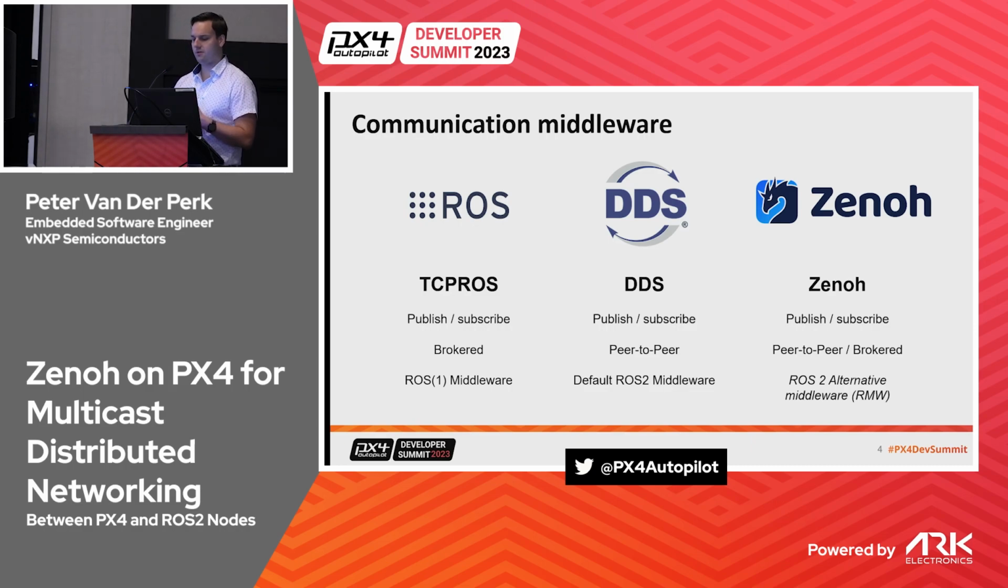And Zenoh is an interesting alternative that also implements a publish subscribe mechanism, which also supports peer-to-peer, but also brokered communication, which can also simplify that. And as of last week or 2 weeks ago, ROS2 is also looking at implementing Zenoh as an alternative middleware, so you can even have native support.